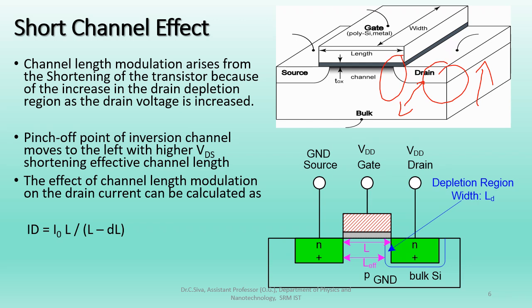Again, I'm repeating here, the drain depletion region widens, effectively shortening the channel. In another way, this shifts the pinch off point towards the source. This behavior is modeled by modifying the drain current equation, showing the dependence on reduced effective channel length.